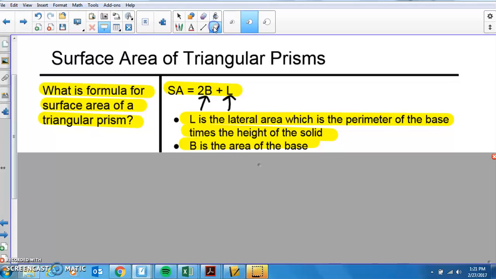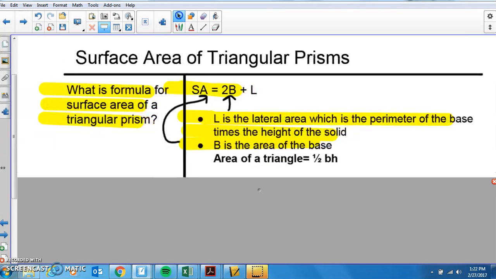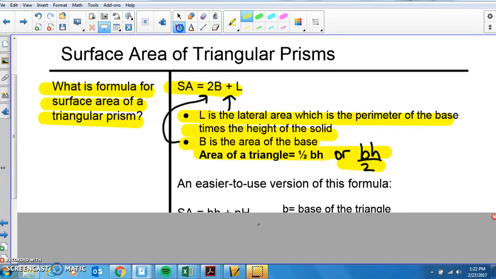I shouldn't put that there. I don't want you to think that represents that particular part of it. So the B, as we all know, is the formula for the area of the base. Okay? So the formula for area of the base, or the area of a triangle, since we're dealing with triangular prisms, we know the formula for that would be 1/2 base times height, or base times height divided by 2. So both of these would be sufficient to use. And go with one that you feel more comfortable with.